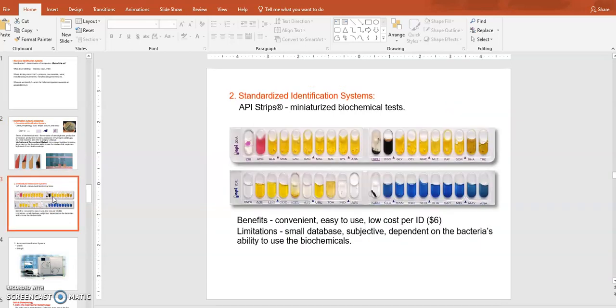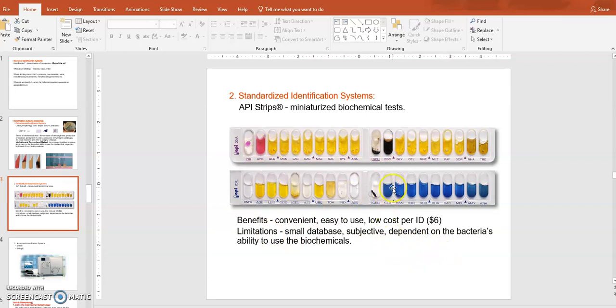A simpler way of doing that is using something like this. It's called an API strip. In a strip, you have differential media of different kinds. You add the cells that you identified from your sampling method into all these different media and see how the media color will change. Okay, so there's a score sheet. You compare the results: did it change, did it develop color or not? No color development. At the end, it'll give you the score number.